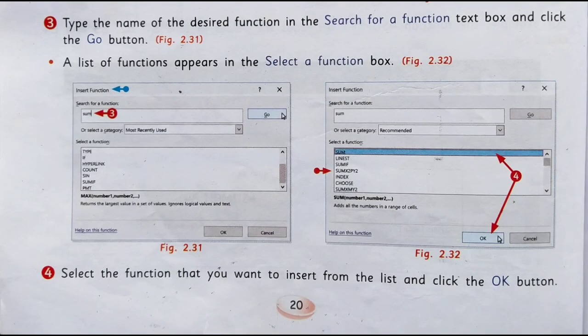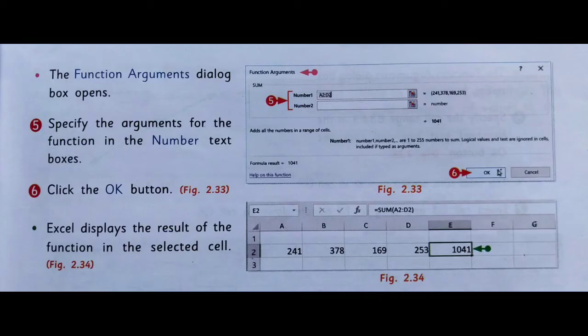Then type the name of the desired function in the Search for a function textbox and click the Go button. A list of functions appears in the Select a function box. You can see figures 2.31 and 2.32 showing how the functions are helping you to use Excel. Select the function that you want to insert from the list and click OK. The Function Arguments dialog box opens. Specify the arguments for the function in the Number text boxes. Click the OK button. Excel displays the result of the function in the selected cell. You can see figures 2.33 and 2.34 and you can understand the functions.